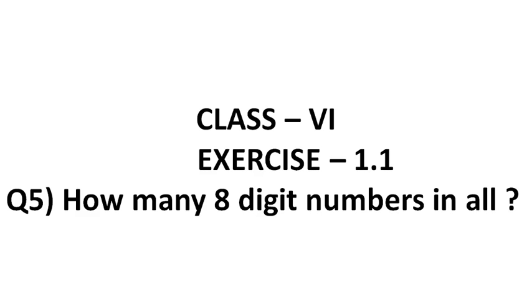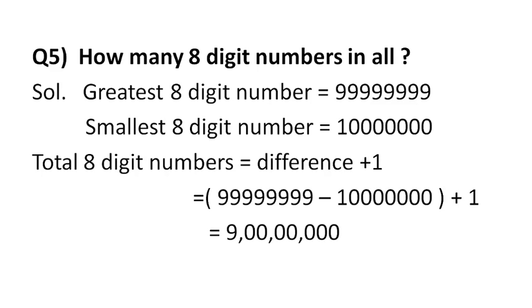In the previous class I told you, first you write the greatest 8 digit number. A digit is given here, how many? 8. First you write the 8 digit greatest number. The larger digit is 9. You write it 8 times. There we have written 8 times.